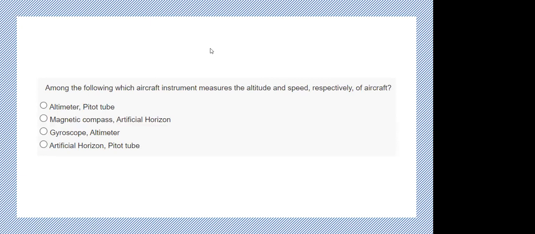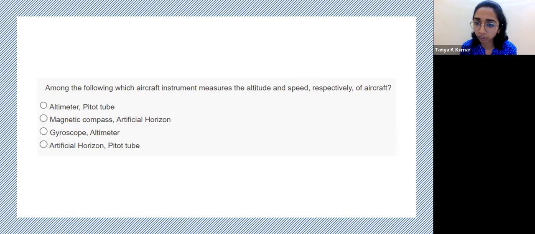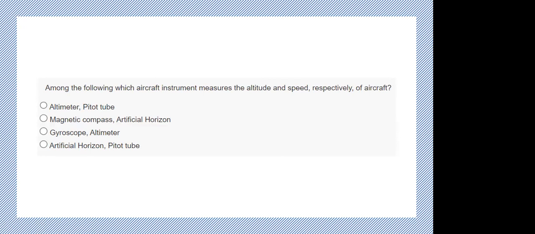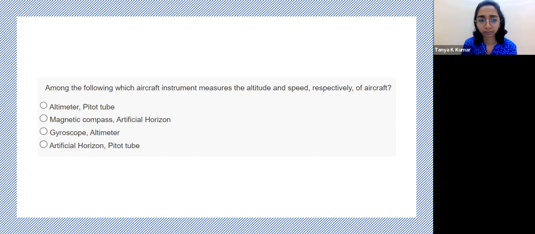Altimeter and pitot tube, ma'am. Yes. So that is the correct answer. So altimeter measures altitude and pitot measures speed. So let's just go over the other instruments. What does magnetic compass measure? Ma'am, it measures the direction. Direction as in? Heading of the aircraft. Heading, exactly.